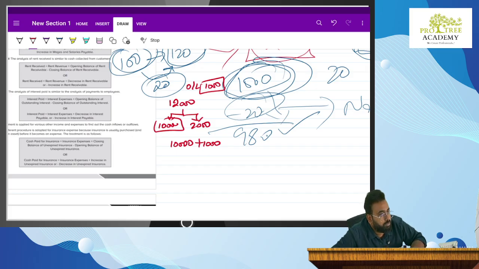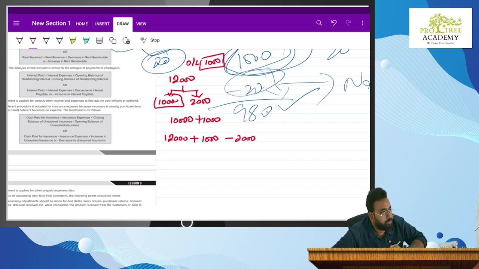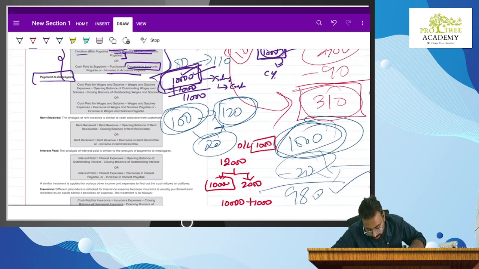Yes or no, sir? In other words, can I write it also like this? What is your total salary? 12,000. Add opening liability 1,000. Reduce closing liability. Can I do it like this also? Yes or no? Clear? Everybody is understanding? So that is the formula, sir, here.